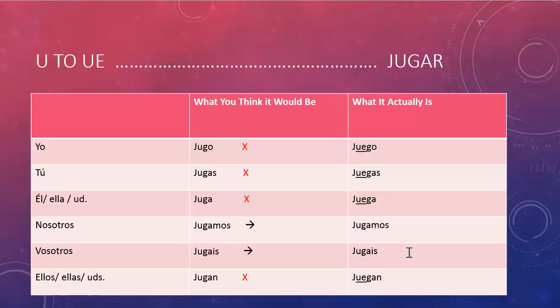However, when you get back down to ellos, ellas and ustedes, there is the stem change. Okay, that one definitely changes. So, you're thinking JUG, stick AN on the end, jugan, not correct. It is juegan, JUEGAN.